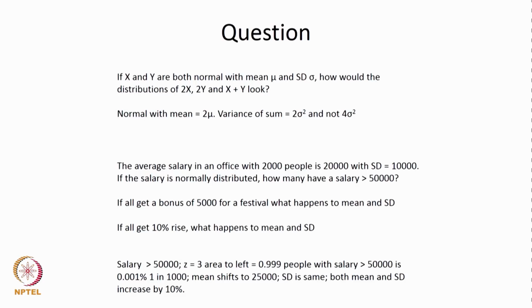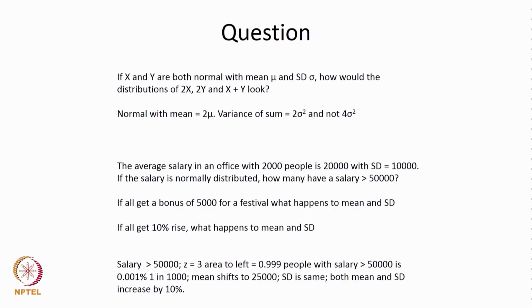So, if x and y are both normal with mean mu and standard deviation sigma, how would the distribution of 2x, 2y and x plus y look? All of them will be normal with mean 2 mu, but since variance is additive, the variance of the sum will be 2 sigma square and not 4 sigma square. Therefore, standard deviation will be root 2 times sigma and not 2 sigma.